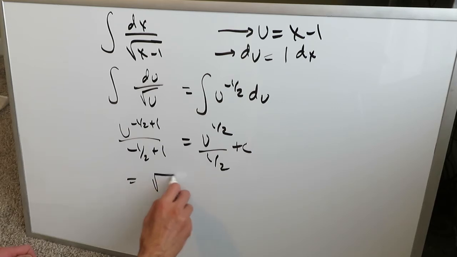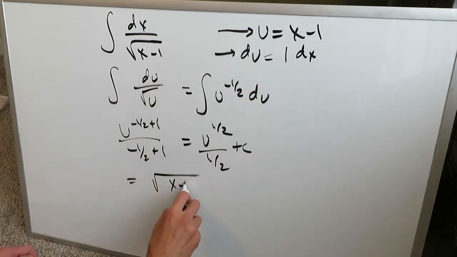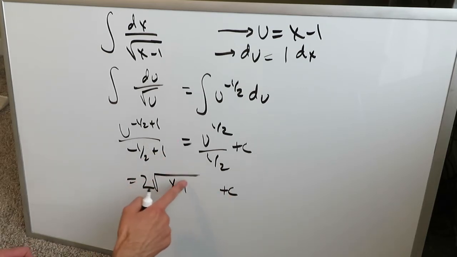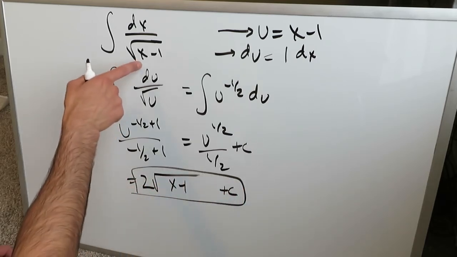Bring in the radical now. u to the 1 over 2, u was x minus 1. See, x minus 1, you'll have your plus c. This 1 over 2 flips up and you get 2 times the radical of x minus 1, plus c. This right here is your answer, your antiderivative of this function.